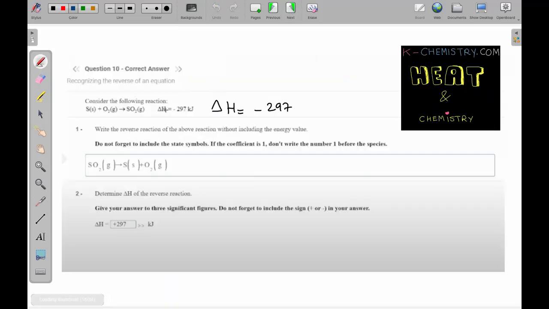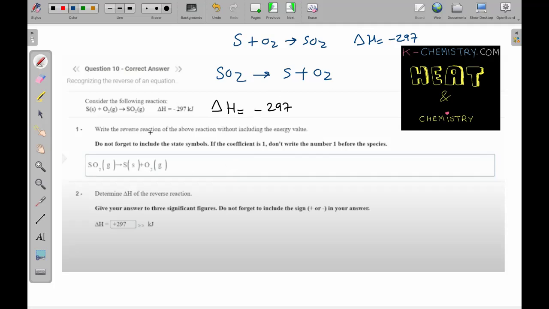The next question, number 10. I have S plus O2 giving SO2. This delta H is equal to negative 297, heat released. Write the reverse reaction of the above reaction without including the energy value. So I'll just put the reaction: SO2, and then it forms S, and then forms O2. Now, find the delta H.